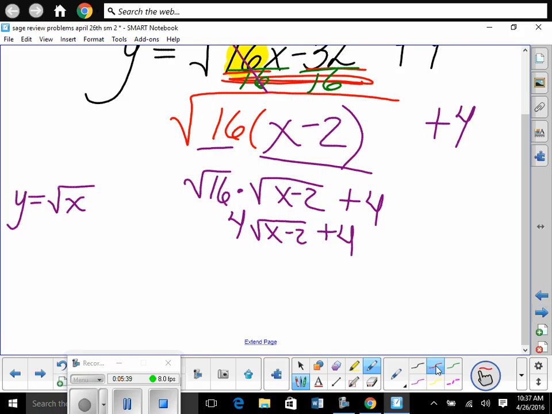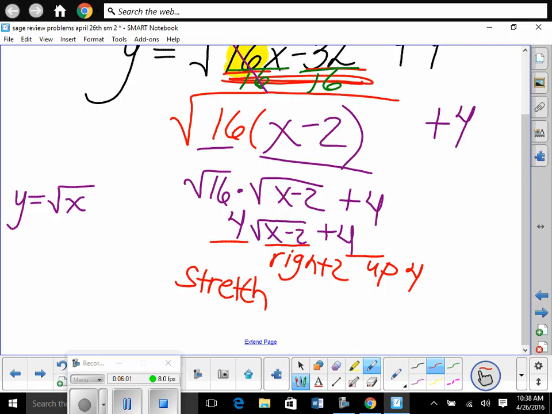A lot of you got halfway and then you didn't read the instructions. It says determine the shifts, or describe the graph, whatever. So it's going right 2 and up 4 and a stretch. Isn't 4 greater than 1?